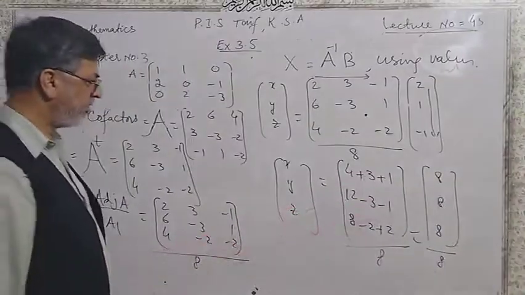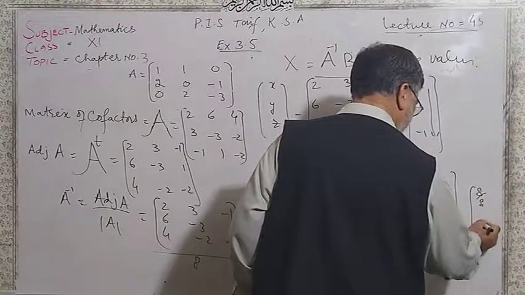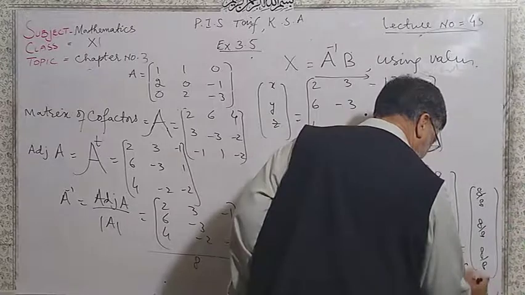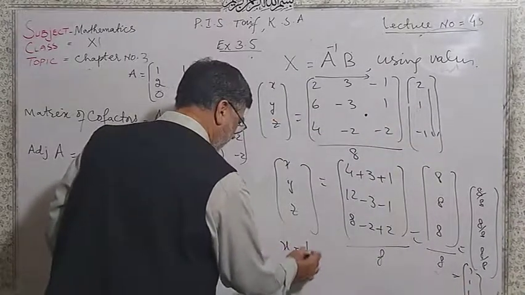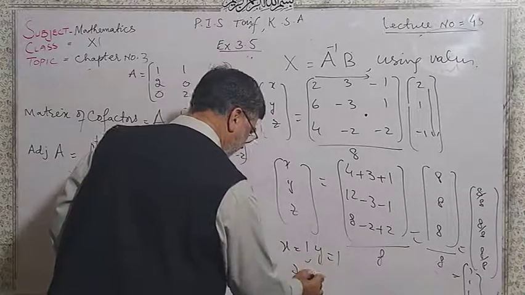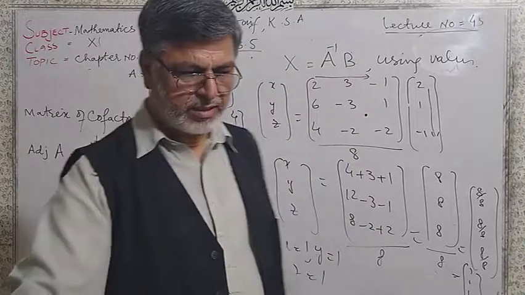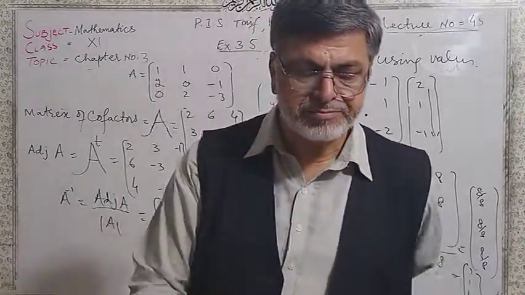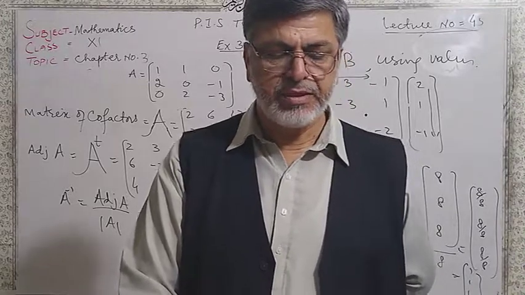8, 8 and 8. So every number is divided by 8 like that, and we are left with 1, 1, 1. So remember that x is equal to 1, y is equal to 1, and z is equal to 1. That is your answer. I hope that you understood this question. That was your question number 2.